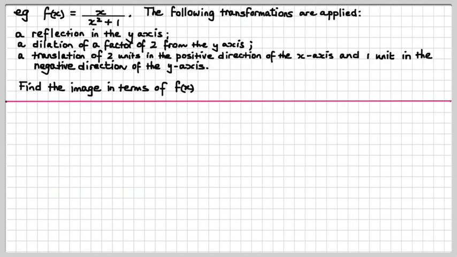Now let's go. What are we going to do now? We've got f of x equals x over x squared plus 1. The following transformations are applied: a reflection in the y-axis, a dilation factor of 2 from the y-axis, a translation of 2 units in the positive direction of the x-axis, and 1 unit in the negative direction of the y-axis.